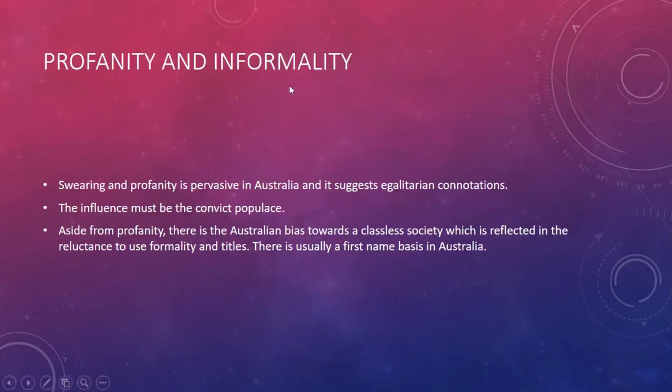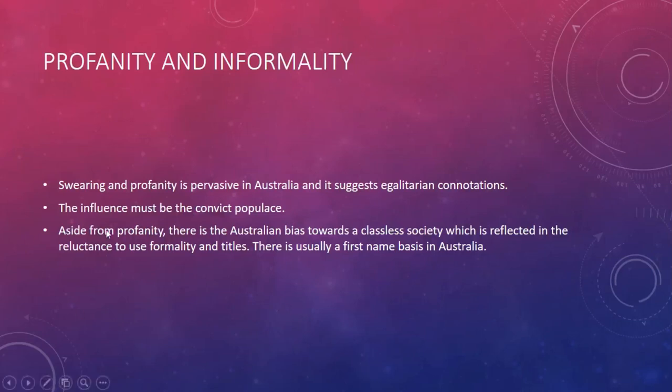Another important feature of Australian English is profanity and informality. I already said that Australian English is very informal, very casual. So you can see a lot of swearing, a lot of name calling and profanity. It is there in Australia, and it actually suggests Australia's egalitarianism again. So the influence, why there is a lot of swearing and profanity, it must be because of the convict population. We already mentioned that Australia was a convict or a penal colony.